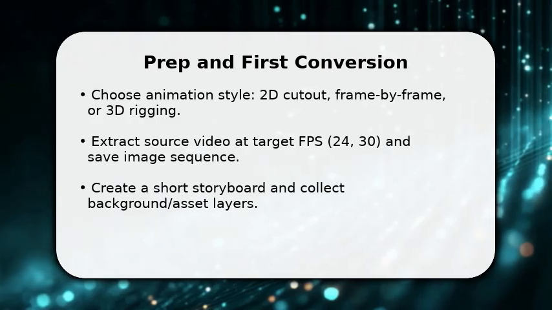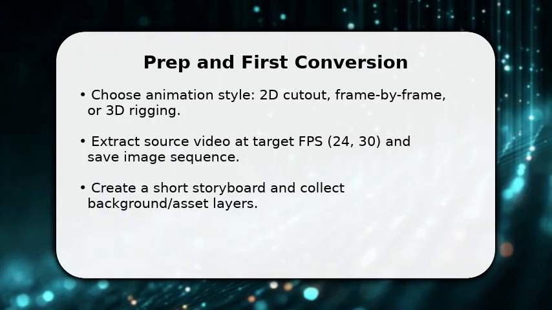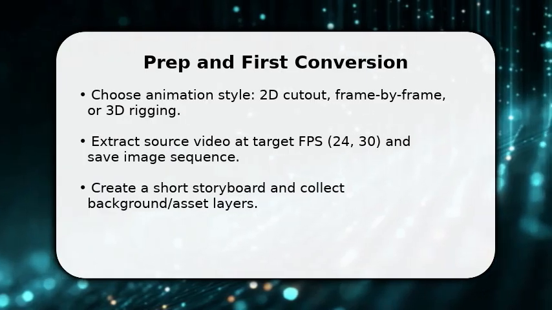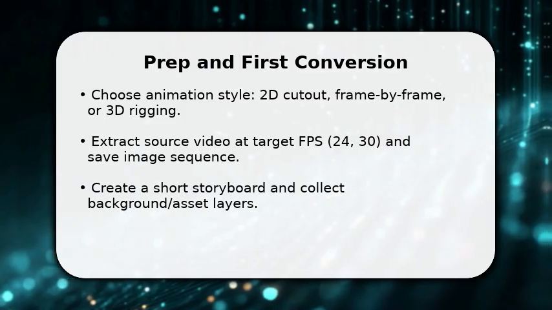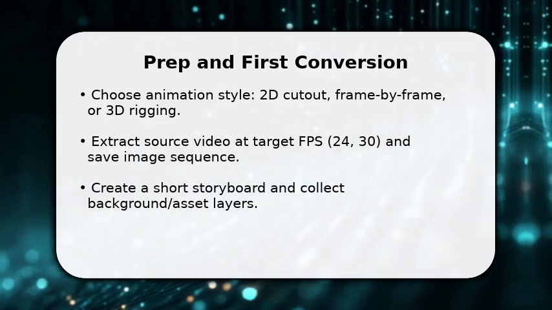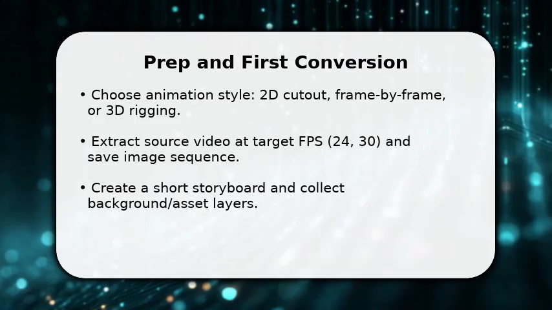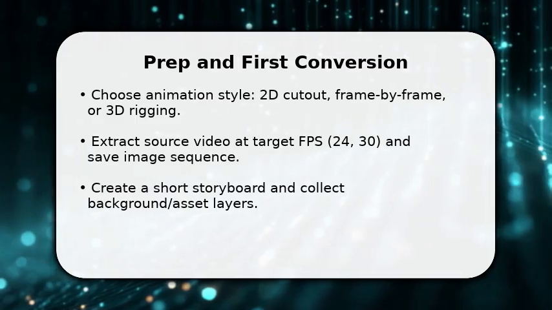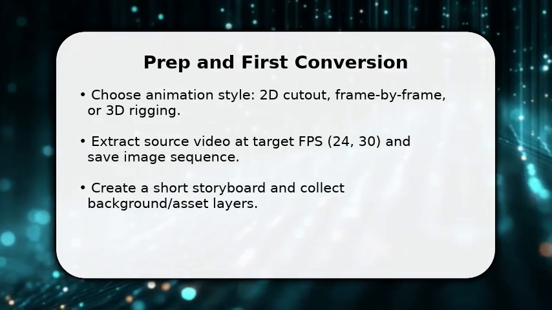You start by locking down the style and the assets. That decision drives every technical choice. Once you pick 2D cutout, frame by frame, or 3D, extract the source at the target FPS, 24 or 30, and save an image sequence so you can work frame accurately.